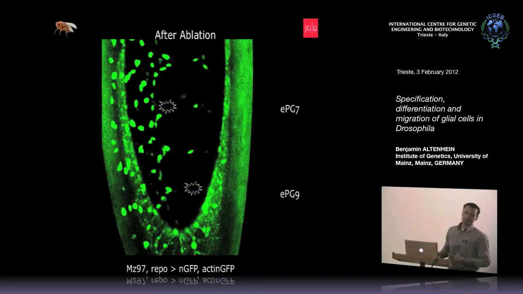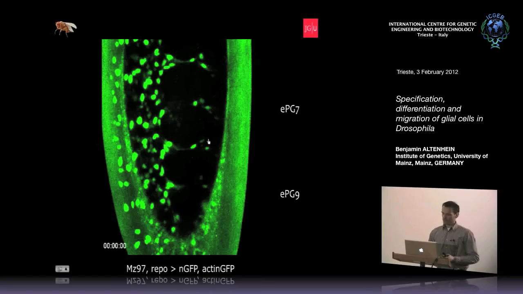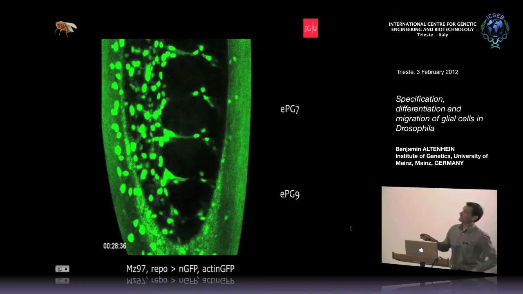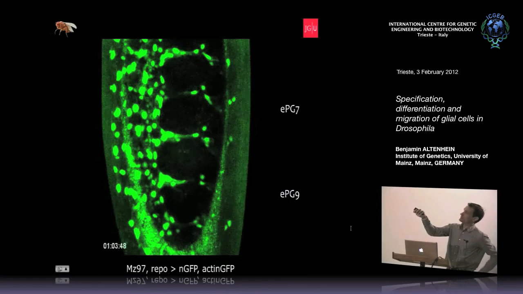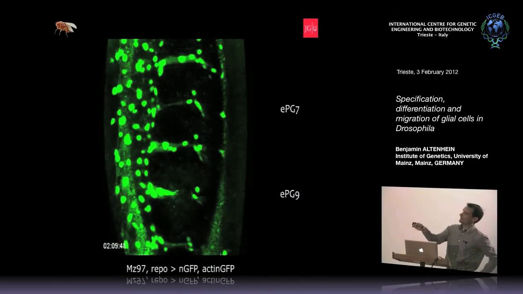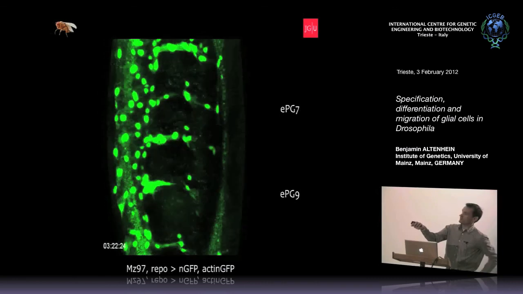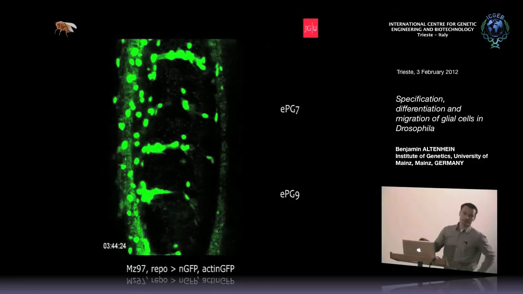And after laser irradiation, the GFP is gone and it doesn't recover, so the cells are really gone. We see that later, that indeed the cells are completely gone, they're dead. And when you then follow the migration, you will see that here, in this case where we ablated EPG7, EPG9 is already present in the periphery, whereas here where we ablated EPG9, the cells are trapped in the exit area and don't migrate into the periphery.